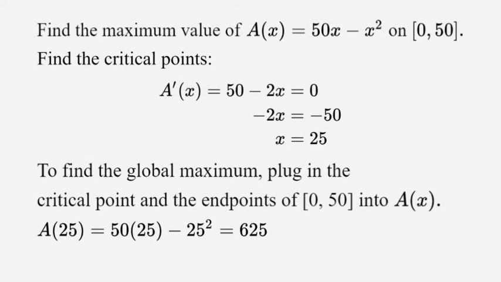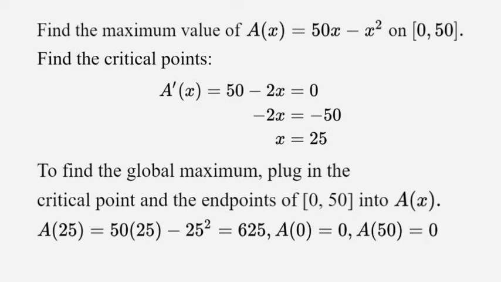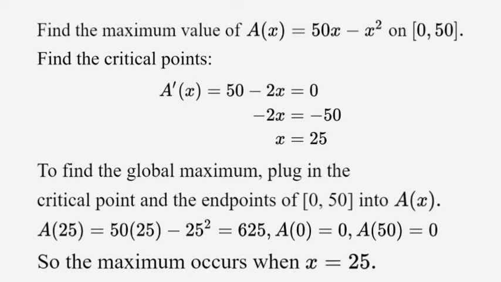And so if I plug in 25 to the area function, and I simplify that, I'll get 625. And if I plug in 0, I'm going to get 0. If I plug in the other endpoint, which is 50, I'll also get 0. And between 625, 0, and 0, which one of those is the largest? Well, very clearly it's 625. And so the absolute maximum of this function occurs when x is equal to 25.